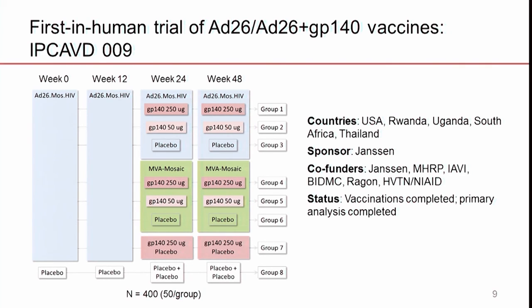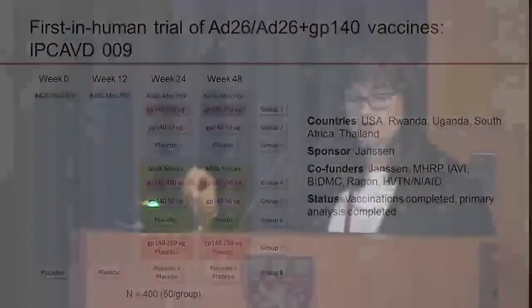IPC-AVD is the Integrated Preclinical Clinical AIDS Vaccine Development Program, and that's an NIH grant that has been helping bring these vaccines all the way from preclinical to clinical. In this study, by design, it looks a lot like the monkey study. And that's because we want to use the data we generate in monkeys to help us predict results in the humans, and vice versa.